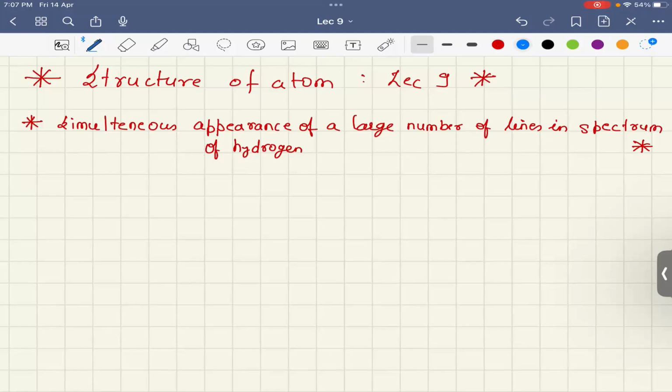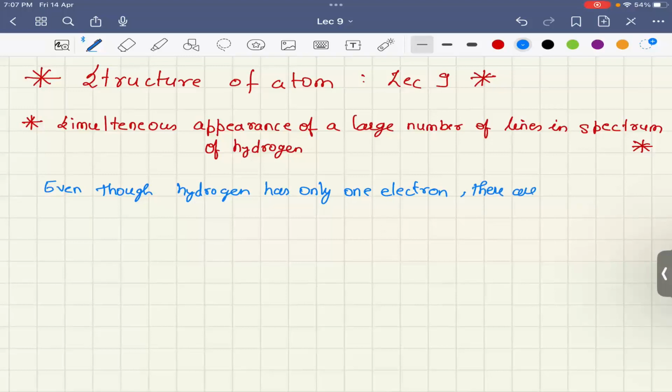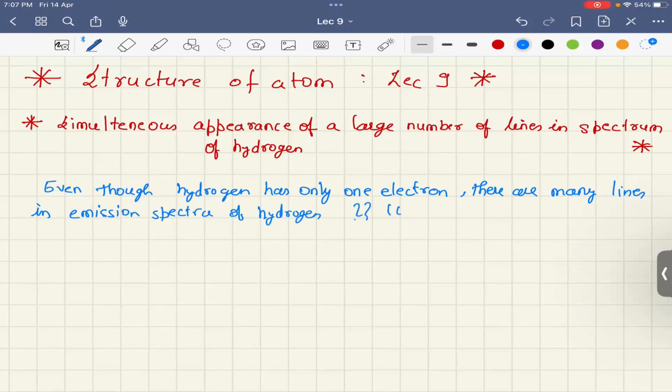So even though hydrogen has only one electron, there are many lines in the emission spectra of hydrogen. So this was the question: why?